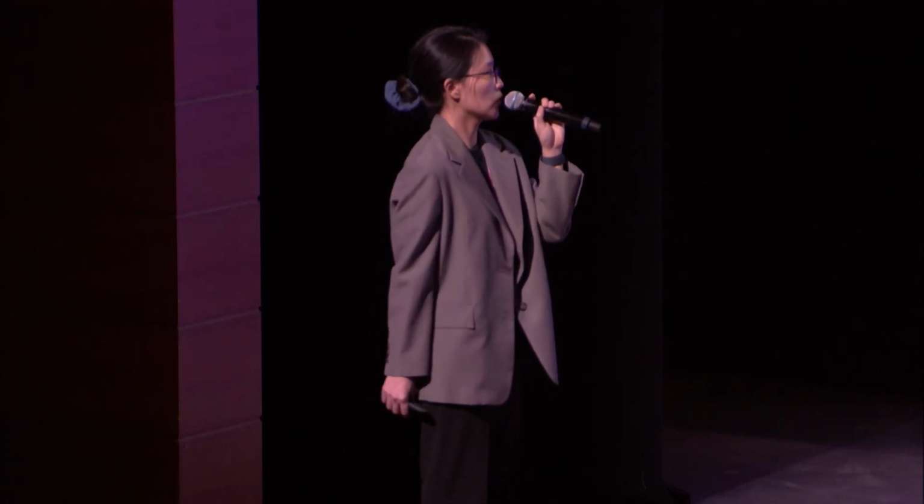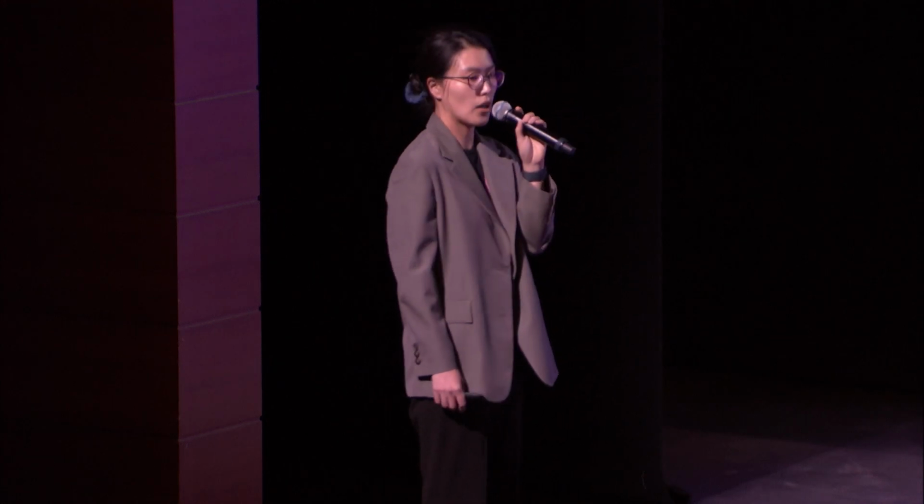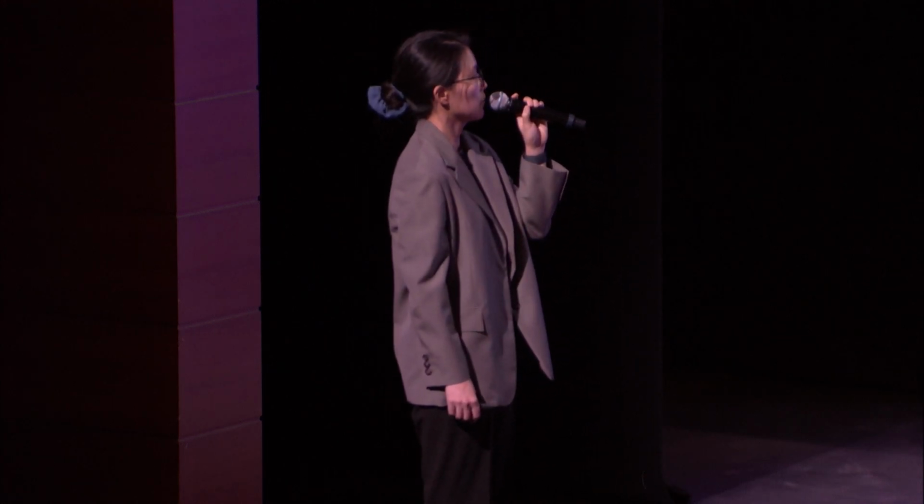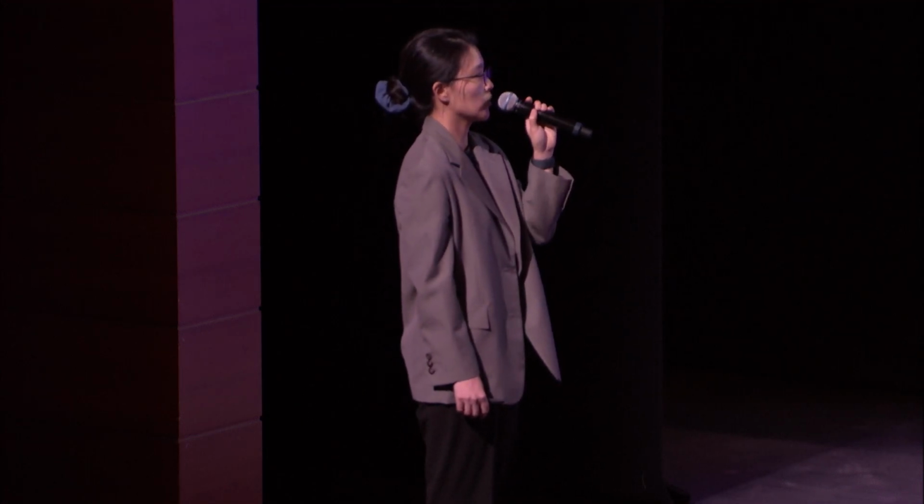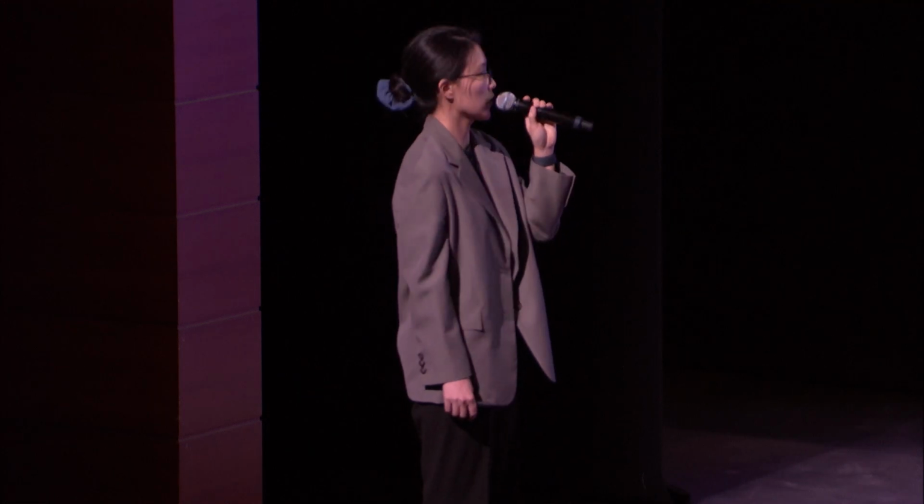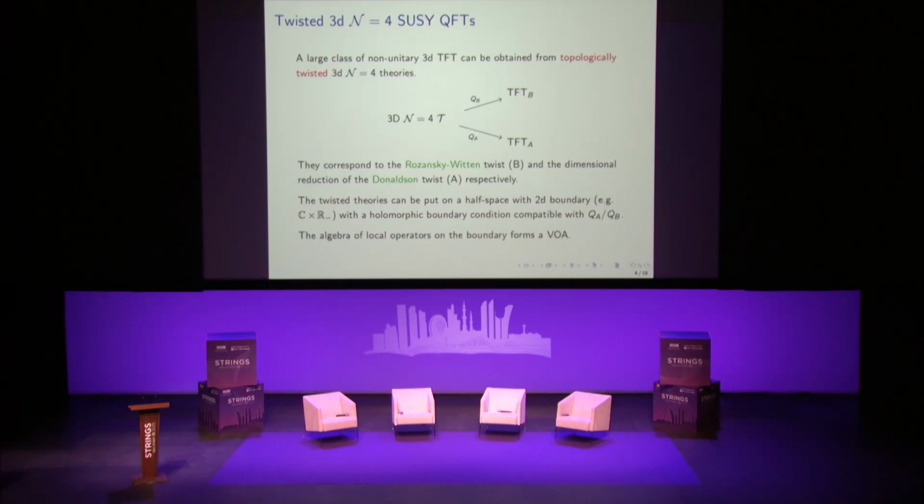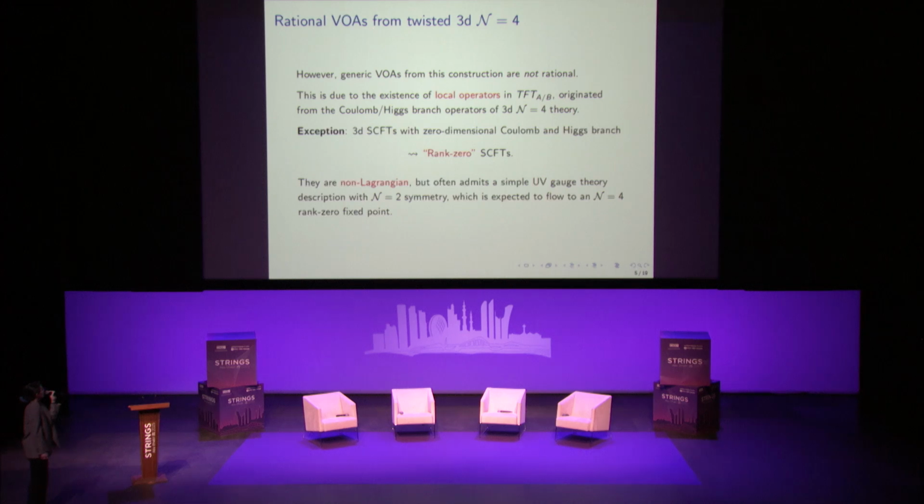Now that we have a 3D topological field theory, this theory can be put on a half space with 2D boundary as before, with some choice of holomorphic boundary conditions, which is chosen in a way that it's compatible with the twist that you made in the bulk. So the algebra of the local operators that are induced in the boundary also forms the structure of a vertex operator algebra. However, the interesting aspect of this is that the generic vertex operator algebras from these constructions are in general not rational.